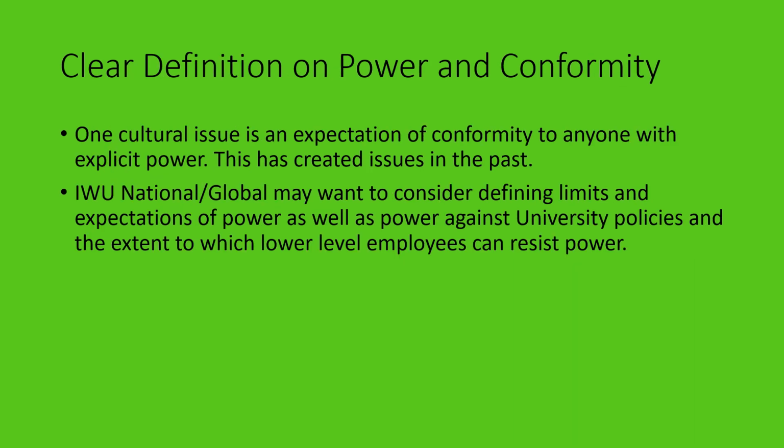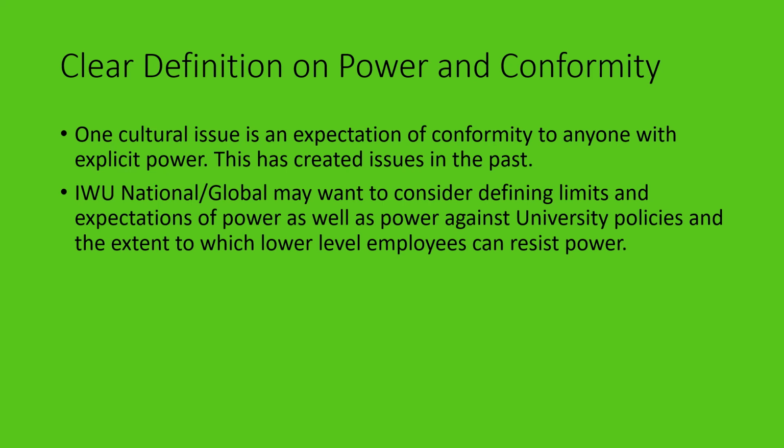And clearer definitions on power and conformity. As said before, one issue is that people with explicit power versus people without it, those without it are expected to simply conform, and when there's any kind of pushback, it is sometimes met harshly. So IWU National and Global may want to consider defining limits and expectations of power, as well as power against university policies and the extent to which lower level employees can resist power.